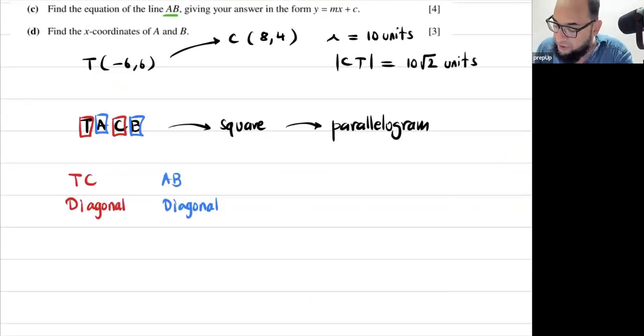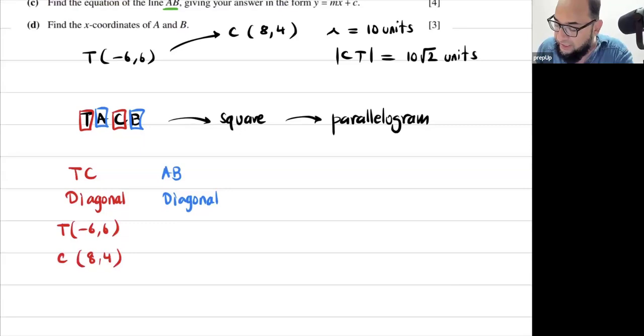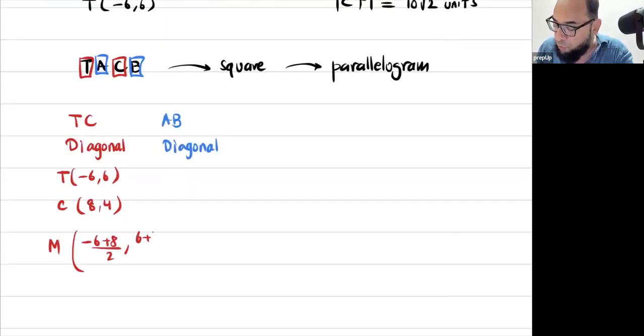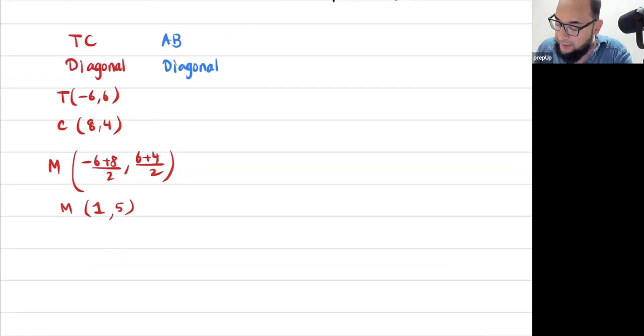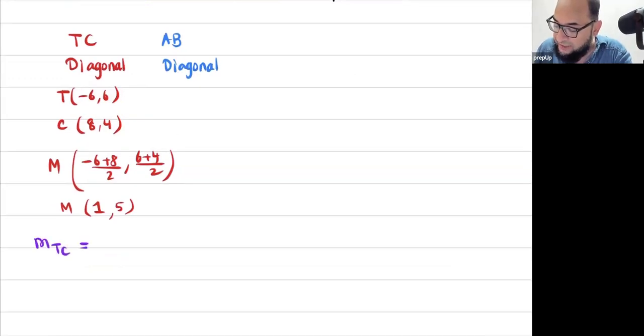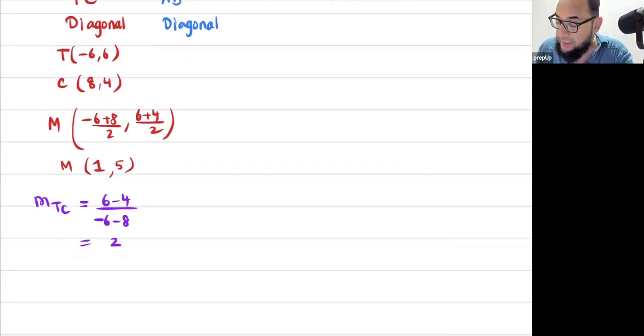Now let me write T, which is negative 6, 6. Let me write C, which is 8 and 4. The midpoint is negative 6 plus 8 divided by 2, 6 plus 4 divided by 2. That's 2 over 2, which is 1, 10 over 2, which is 5, that is M. Now first of all, what else do I need? Gradient of TC, that is 6 minus 4 over negative 6 minus 8. 6 minus 4 is 2, and negative 6 minus 8 is negative 14, which comes out to be negative 1 over 7.